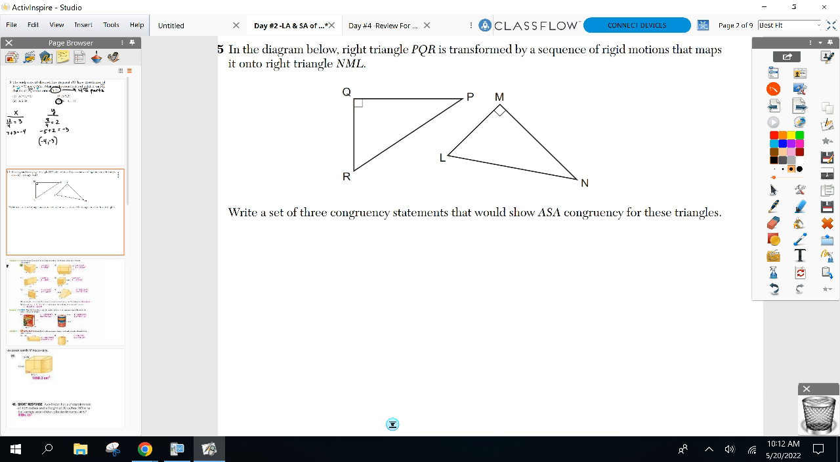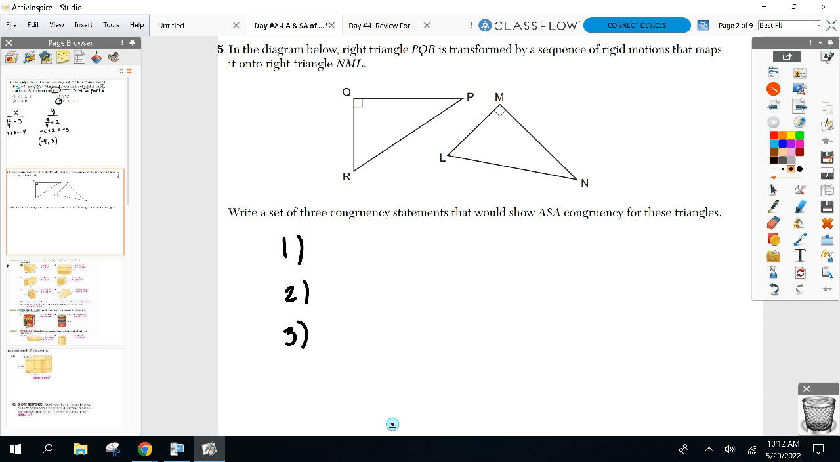I need you to come up with 3 statements that would show these triangles are congruent by angle, side, angle. This is not a proof. I want you to tell me pairs of angles or sides that are congruent that would give me angle, side, angle. There's not one right answer here. There's a ton. So I want to see you write down your own 3 pairs of angles and sides that when I mark it on the diagram, it'll be angle, side, angle.